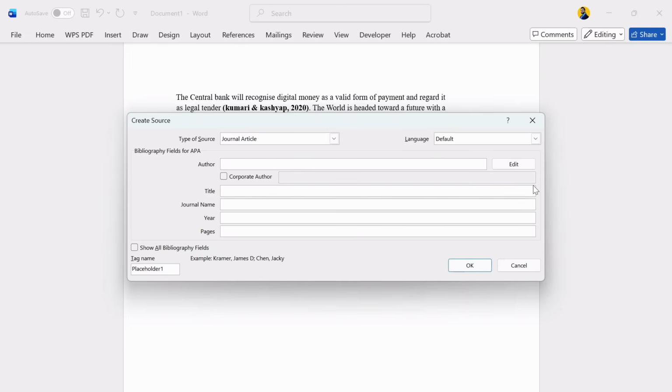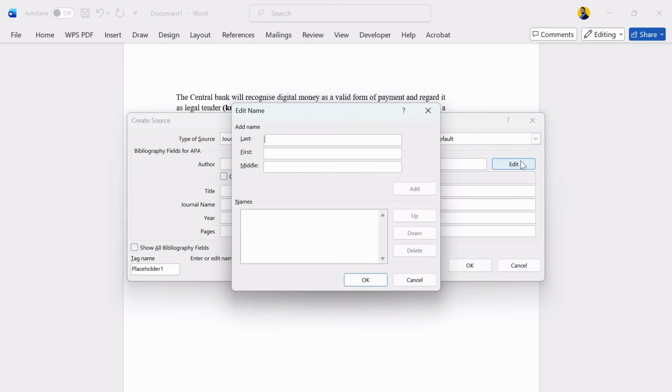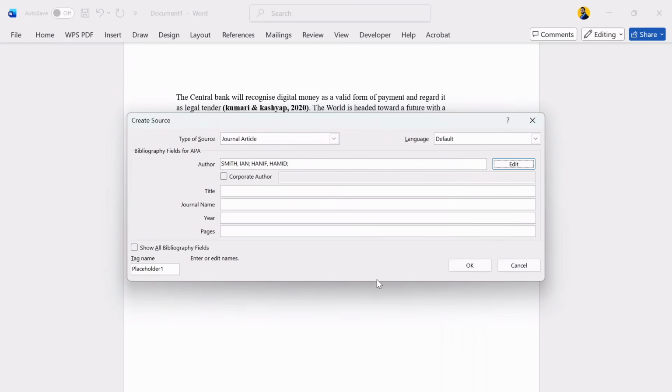Like the second one, two authors are there. So we will use the edit option and we can mention the first is Ian and his last name is Smith. Then we will click add another. So the first name of the person is Hamid, and the last name is given as Hanif, and we will click add, and then OK.